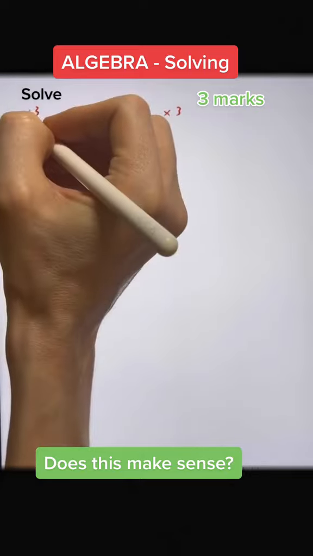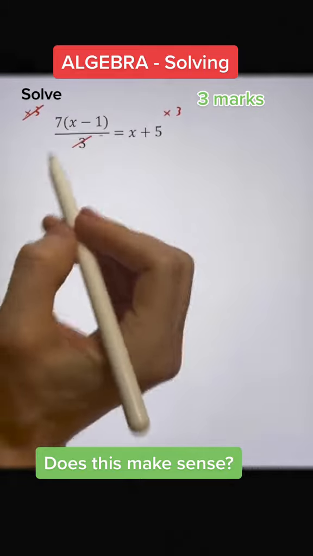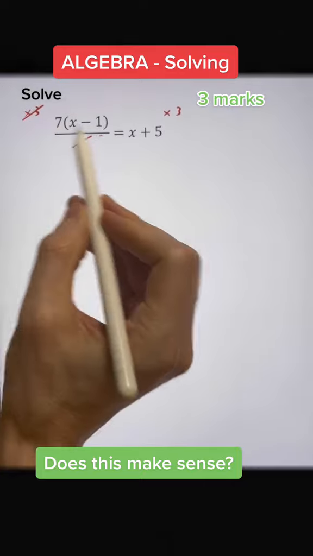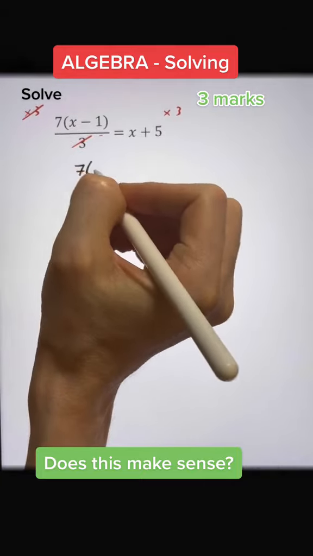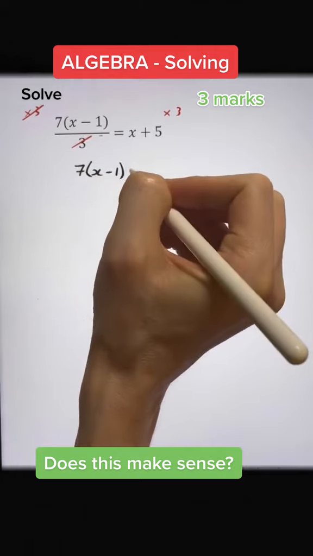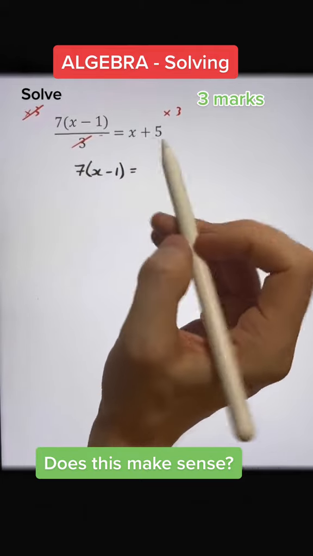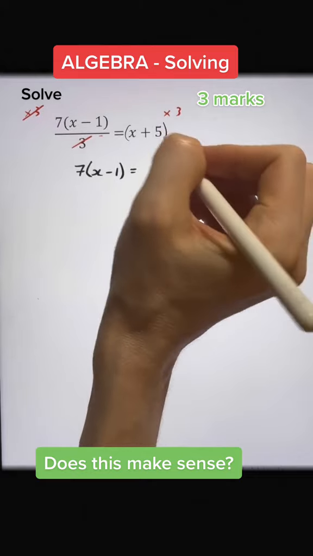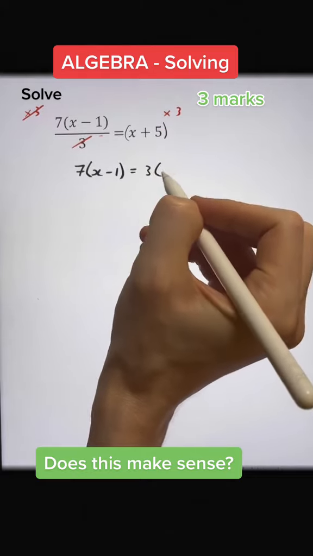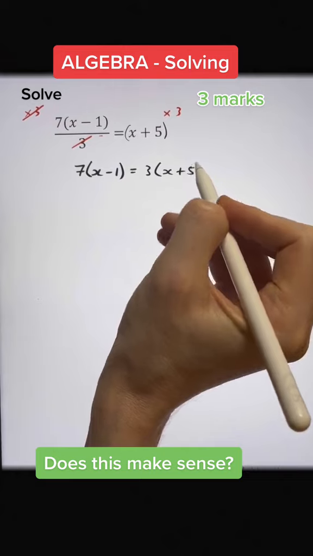On the left-hand side, we know that multiplying and dividing by 3 are opposites, so they'll cancel, and that will leave us just with the numerator, which in this case is 7, and in single brackets x minus 1. On the right-hand side, as I'm multiplying by 3 and I've got two terms, that's the same as having single brackets, so I'm going to have 3 multiplied by, in single brackets, x plus 5.